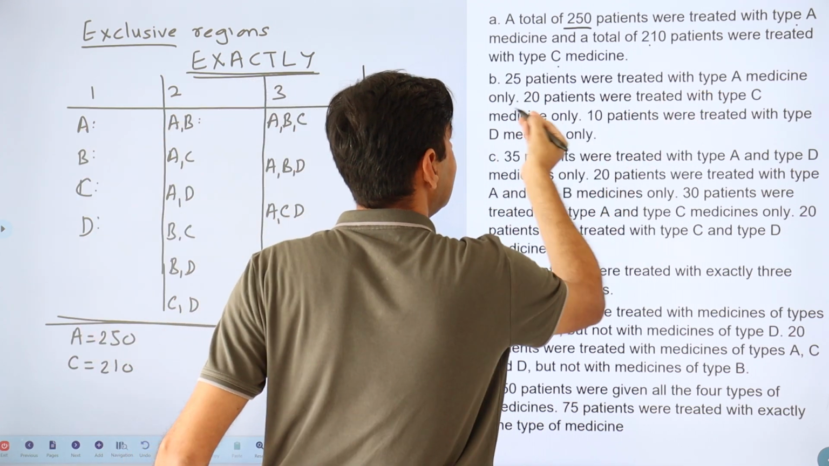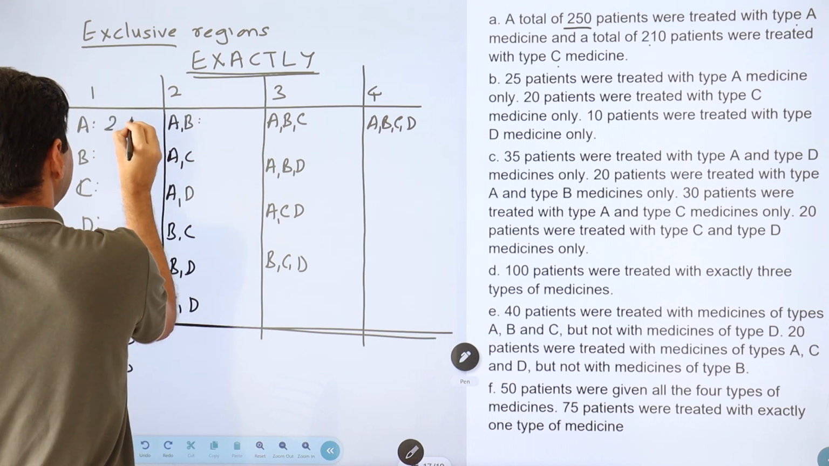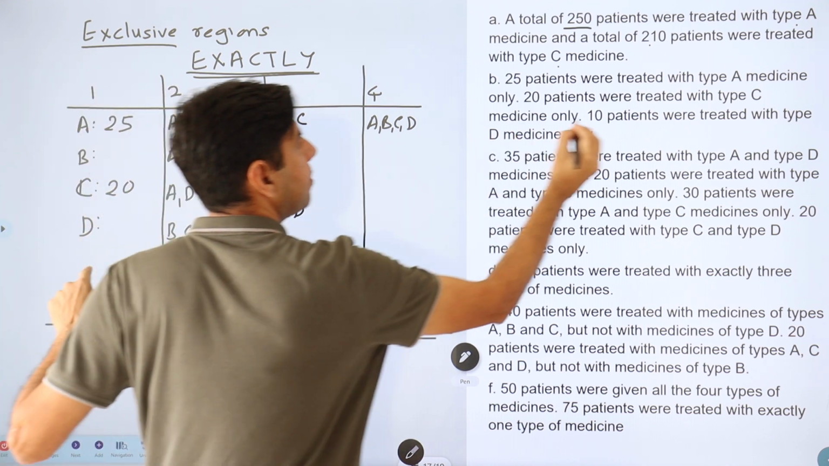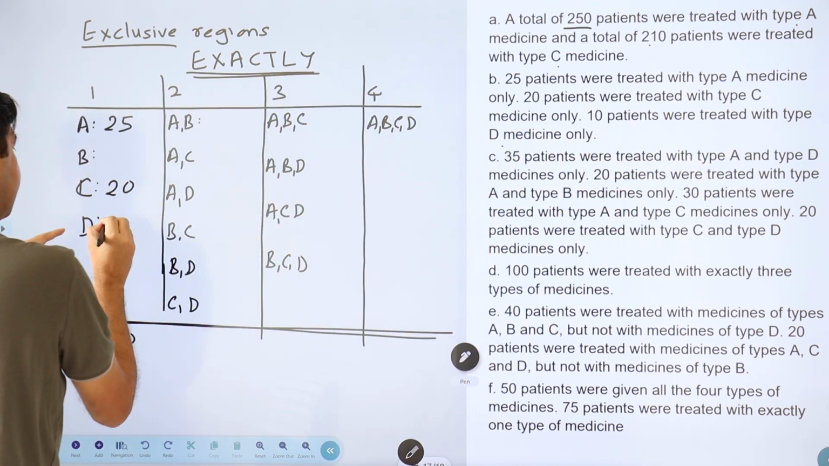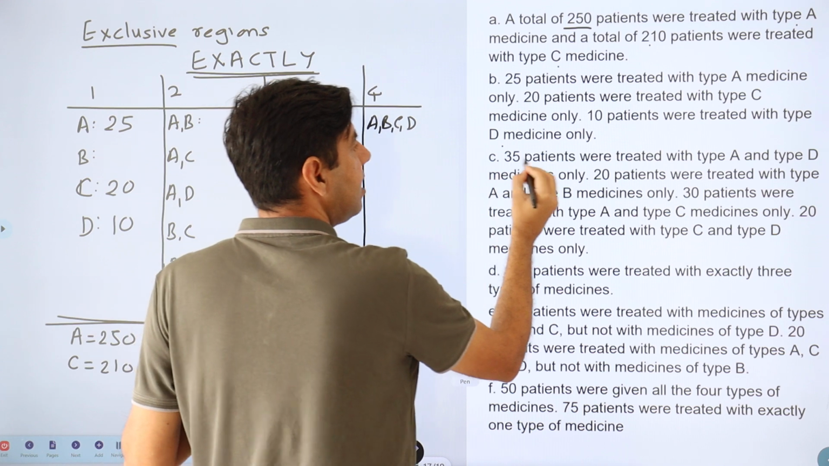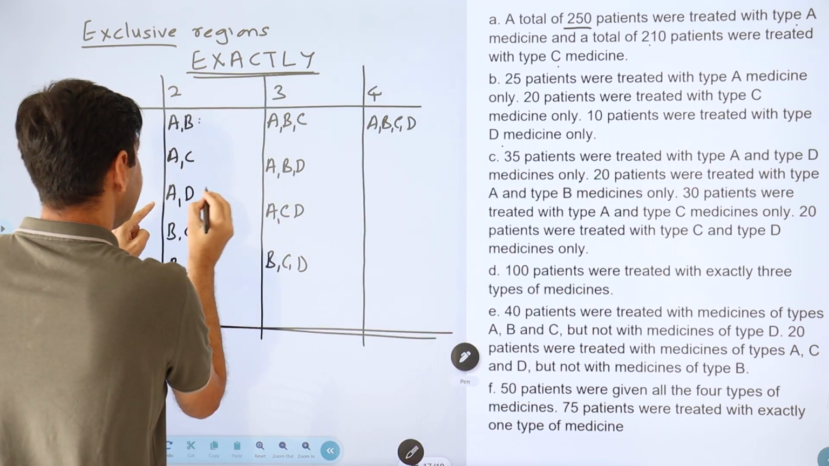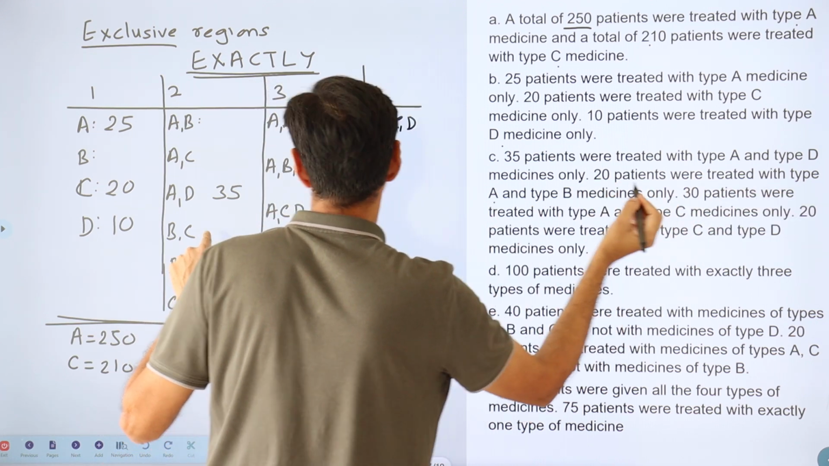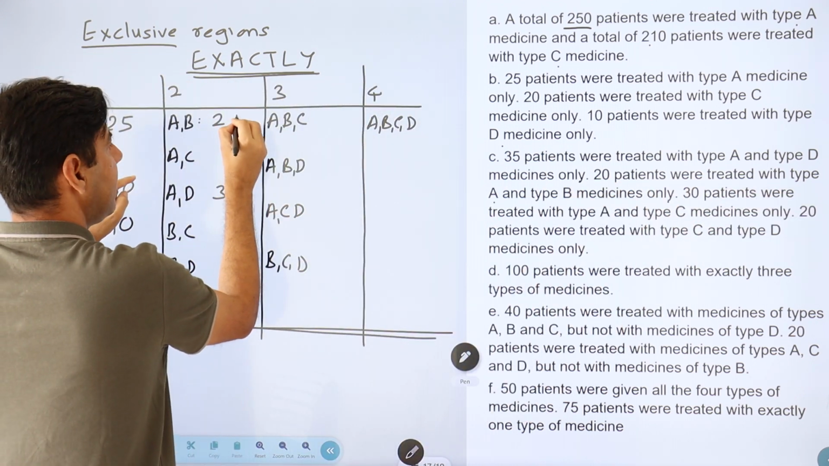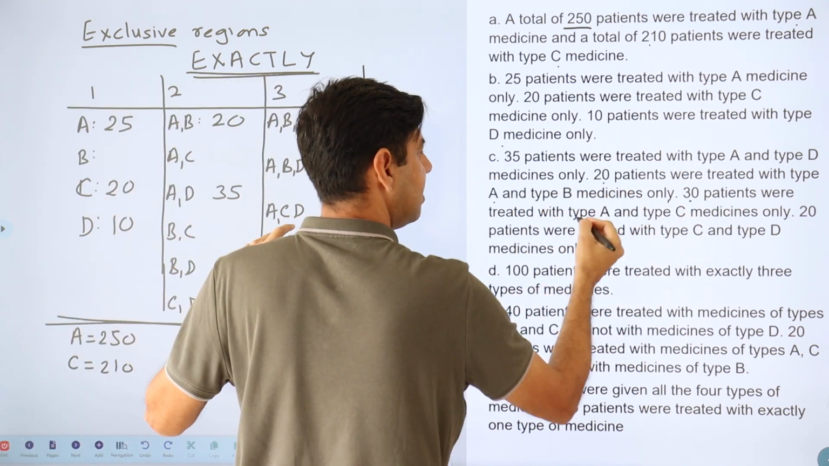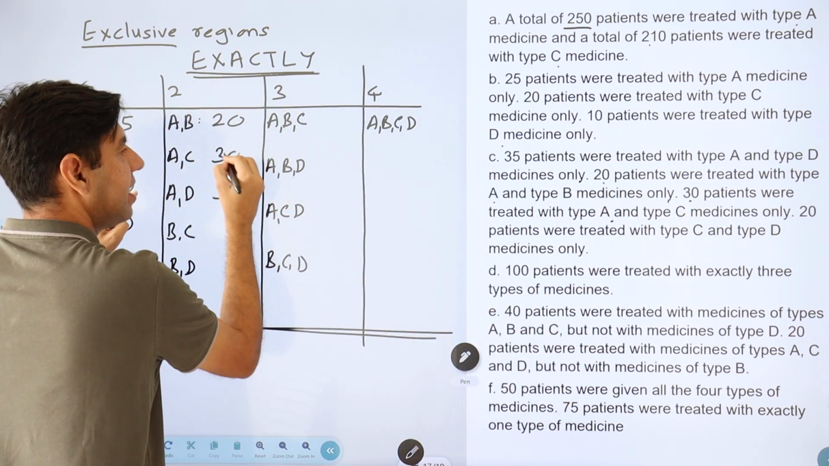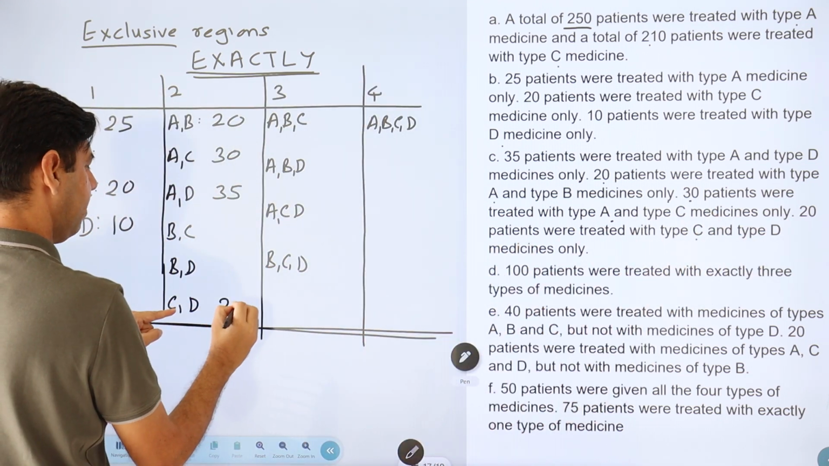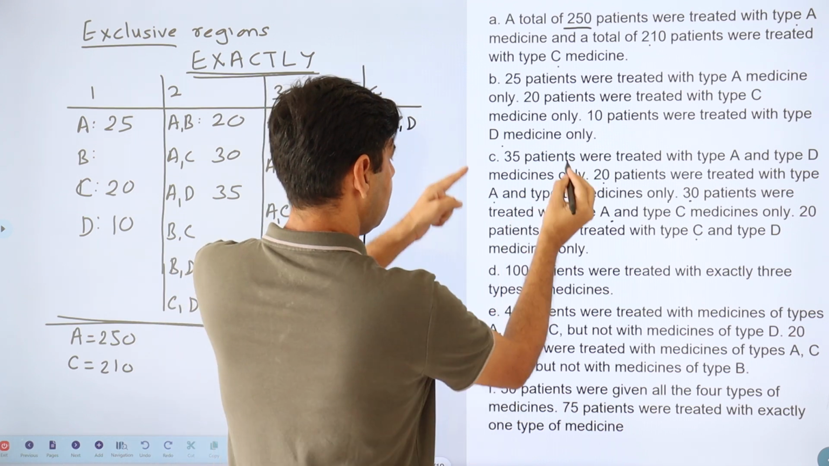25 patients were treated with A only. So there are 25 people here. 20 with C only. 10 patients with D only. 35 with A and D only. 20 with A and B only. Just be careful about the numbers. 30 with A and C. 20 with C and D. Next clue, I think so, that's done.